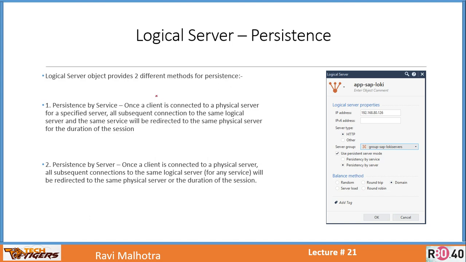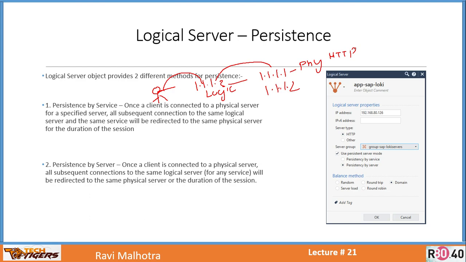It says that once a client, that means a user, is connected to a physical server for a specified server, all subsequent connections from him to the same logical server, all connections to 1.1.1.3, 1.1.1.1, 1.1.1.2. So he connected on this and he gave the connection to 1.1.1.1. 1.1.1.1 is a physical server. 1.1.1.3 is a logical server. This is service HTTP. Okay.